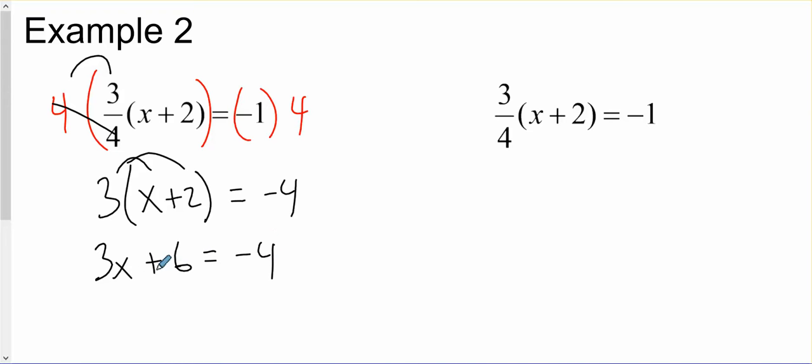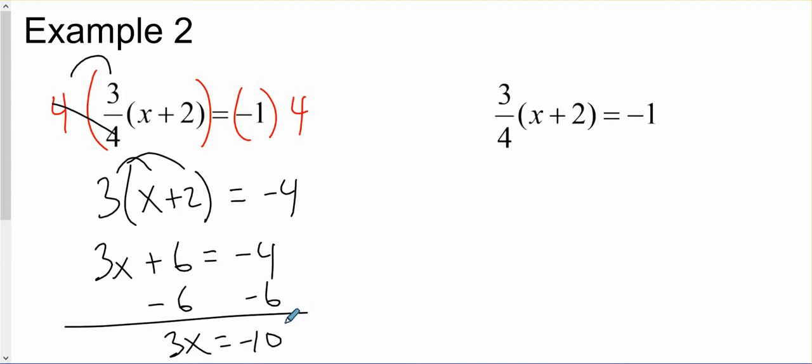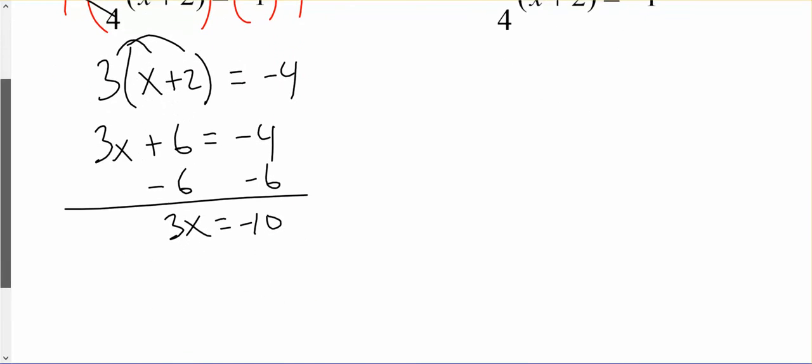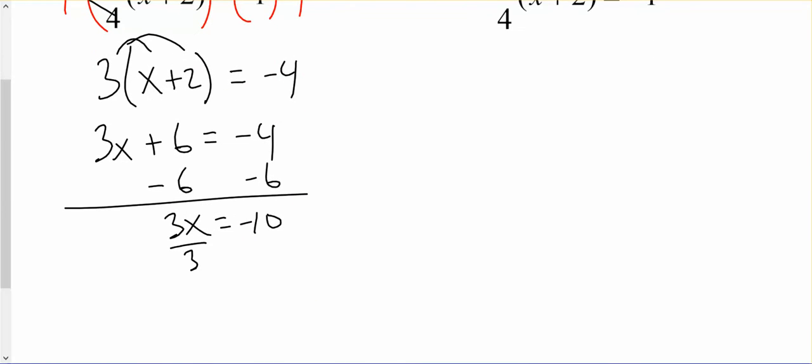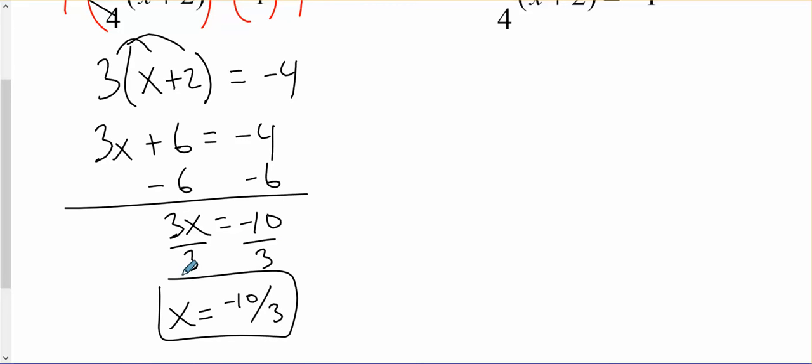What's happening to my variable now that I've gotten rid of my parentheses? We see it's being multiplied by 3 and being added by 6, so we're going to subtract 6. 3x equals -10. Divide by 3. So x equals -10 over 3. Now, there's another way to do this.